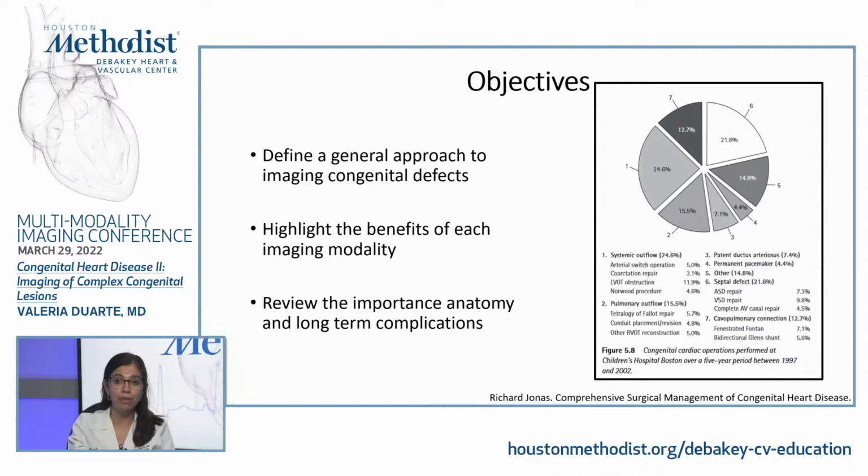So we need to be prepared to image these adults, younger adults and older adults with congenital heart conditions, where our imaging may drive surgical interventions and percutaneous interventions. So we need to be as accurate and as thorough as possible always.